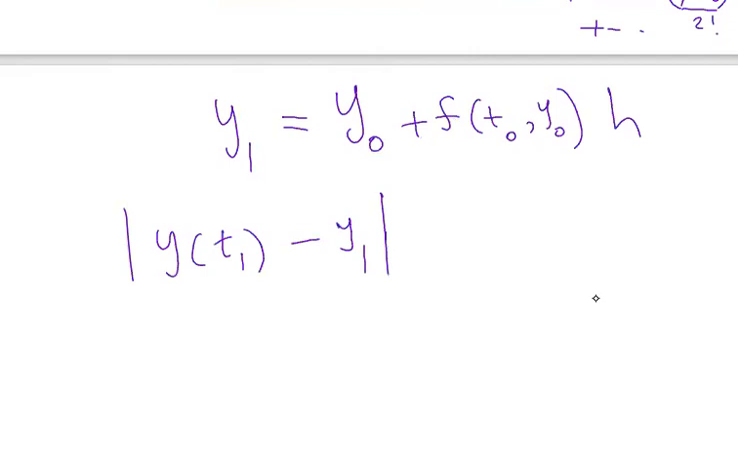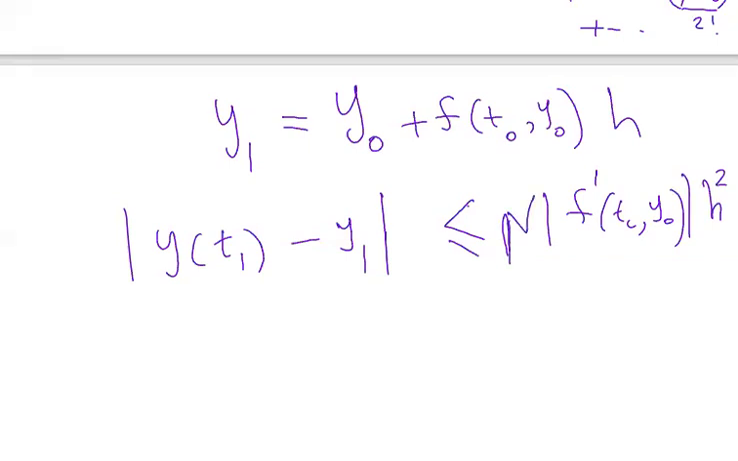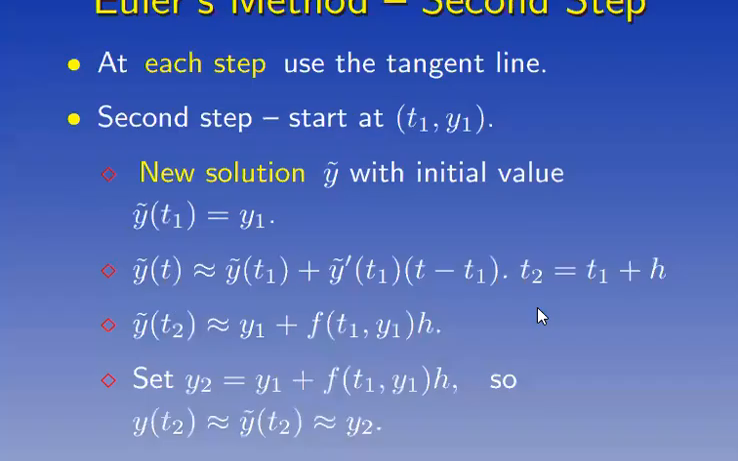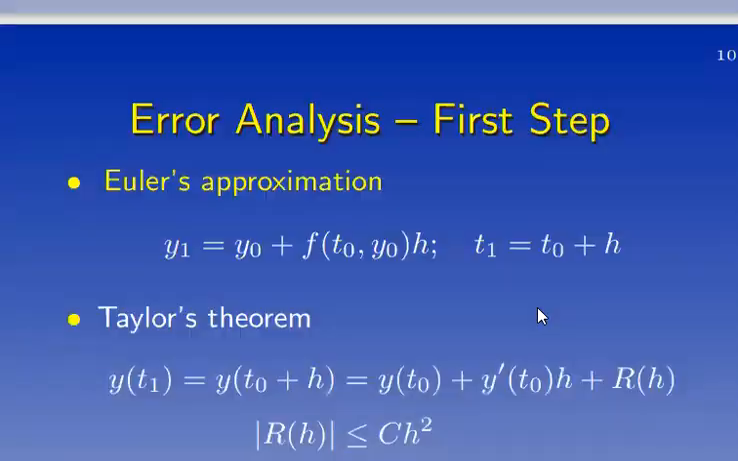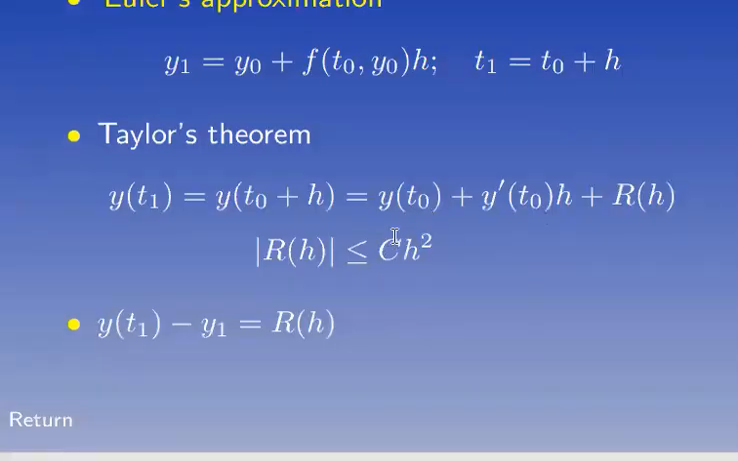So the difference between the exact and the approximation is less than the magnitude of f prime times h squared, times some positive constant capital C. Let's look at the norm, so we put it like this.